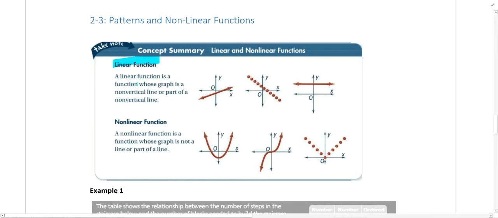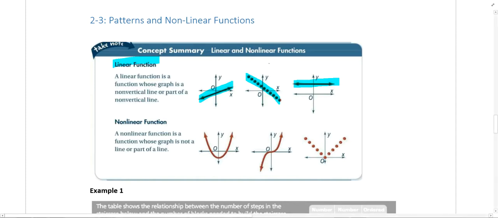A linear function is a function whose graph is a non-vertical line or a part of a non-vertical line. So think, it looks like a line. Vertical lines can cause problems, and we'll discuss that later, which is why we're not including them. But every other line would be a linear function. So we have this kind of a line, we have a flat line, and then this line.